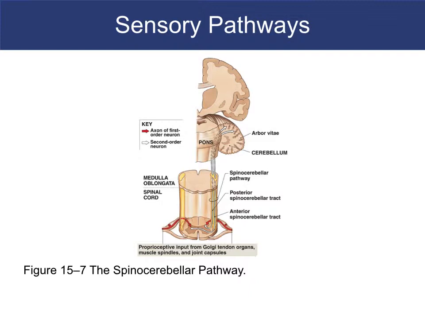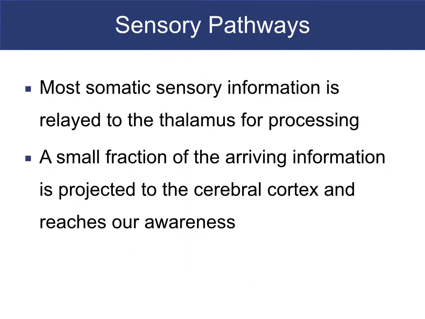Now, remember, we don't really think about what happens in our cerebellum much. Our cerebellum just coordinates all our movements and allows us to move things appropriately. So there's another one. Just two cells, a first order neuron and a second order neuron. I think I've made this point several times already. Almost all of our sensory information goes through the thalamus before it gets to the brain. A small fraction is all that really makes it up to the cerebrum and then reaches our awareness.